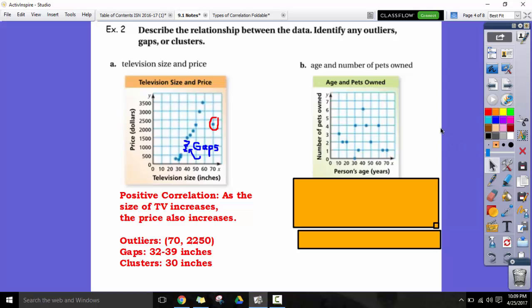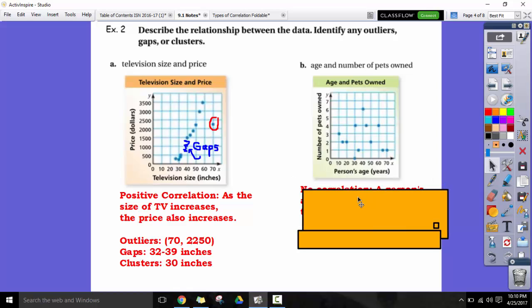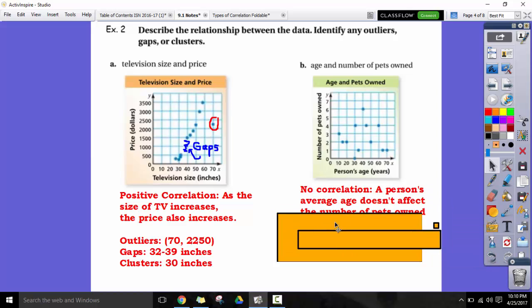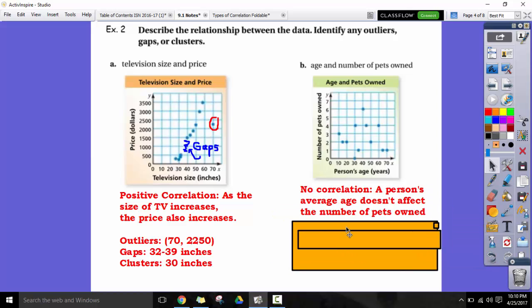Next example, we have age and number of pets owned. So person's age is on the bottom, number of pets owned. And you can kind of see this is all over the place. So there is no correlation. And to describe it, we can say a person's average age doesn't affect the number of pets owned. You could have like a crazy cat lady, really old, tons of cats.